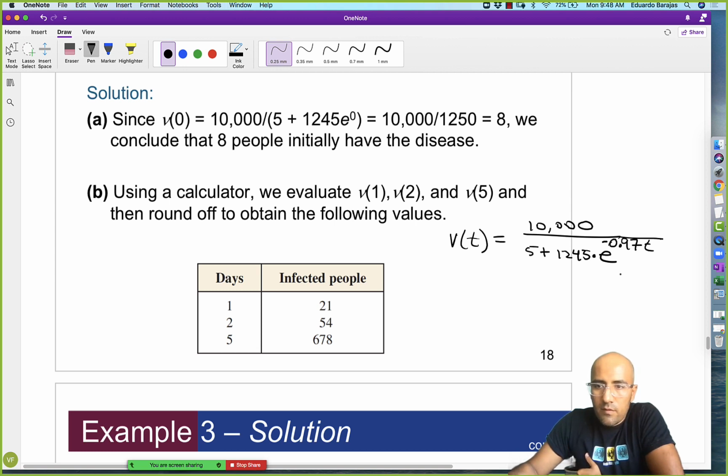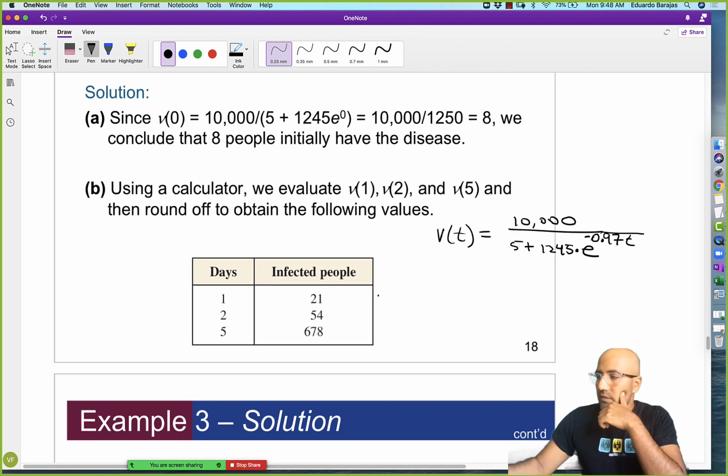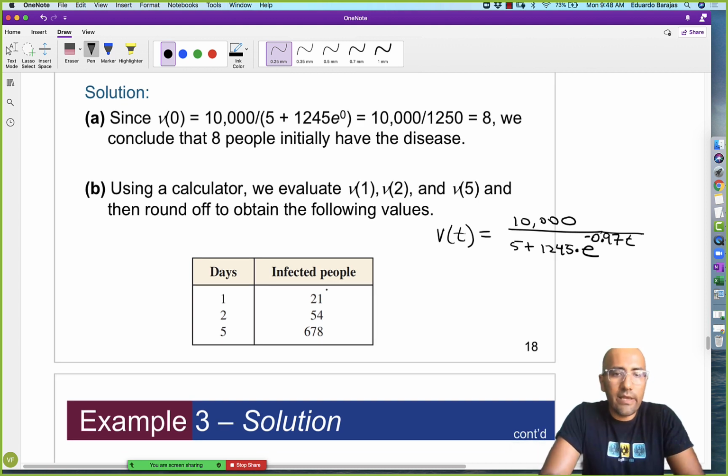Okay, so if we replace the t with a 1, we'll get this number. Replace the t with a 2, we'll get this number. Replace it with a 5, we'll get this number right here. So let's use a calculator. It says using a calculator to evaluate all these things. So let's practice doing that into our calculator.